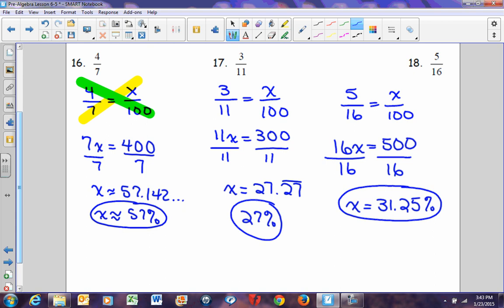So you learned how to convert percents to fractions. You learned how to convert percents to decimals, decimals to percents, and fractions to percents. 4 easy concepts that you will find to be very, very helpful throughout your entire mathematical life.